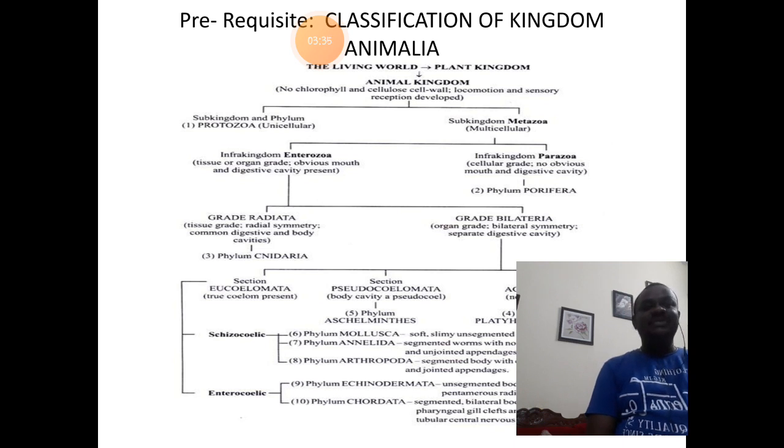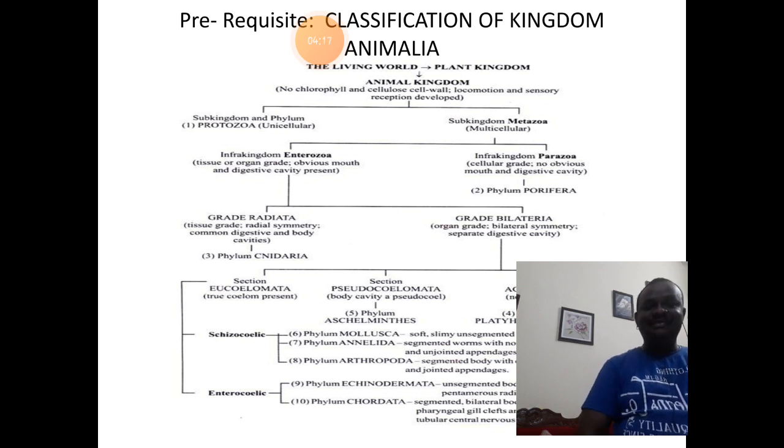In later days, it was W.H. Whitaker who proposed five-kingdom classification. According to him, along with kingdom Plantae, kingdom Animalia and kingdom Protista, he included two more kingdoms, which includes kingdom Mycota, that categorizes the organisms of fungi, and kingdom Monera. Now, this five-kingdom classification is what majorly we all are following.